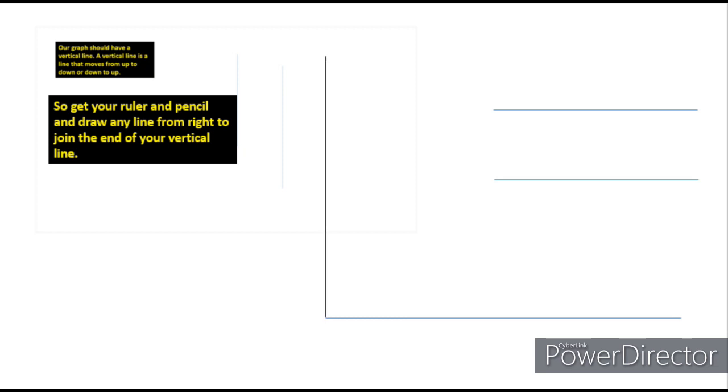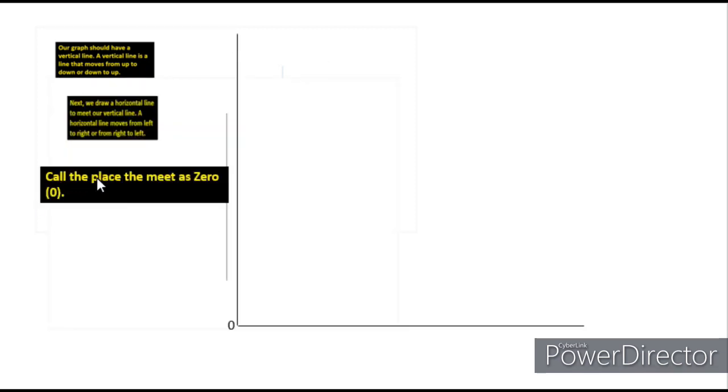There we go. We are saying call the place they meet, the two lines, you have to call it 0 or write 0, and you can see my 0 here. So at the edge here, you write 0 there. Have you done it? Have you been able to do it? Okay, let's make progress.